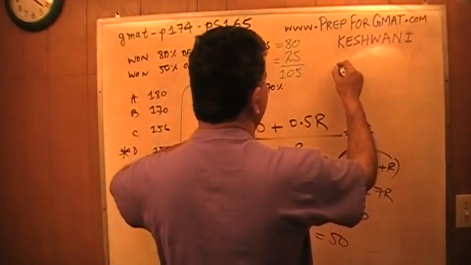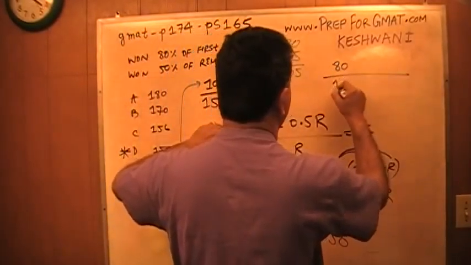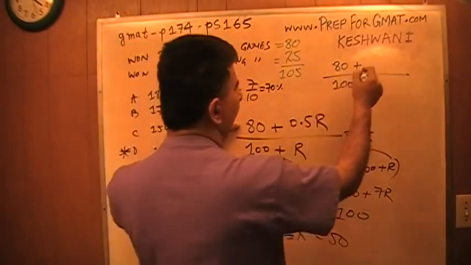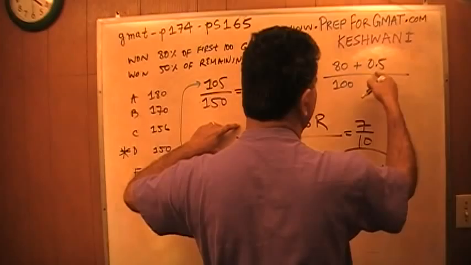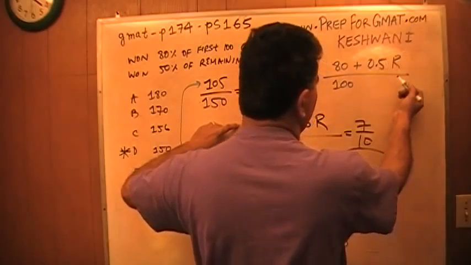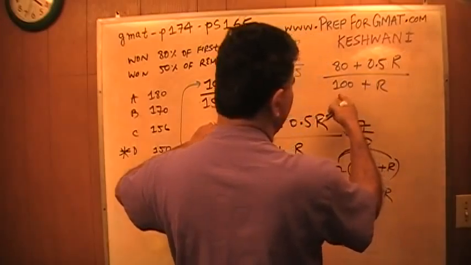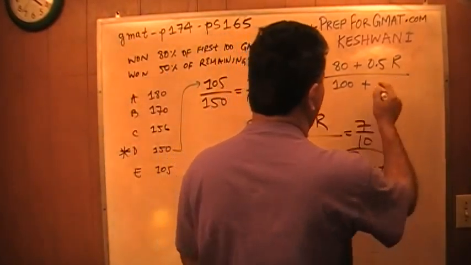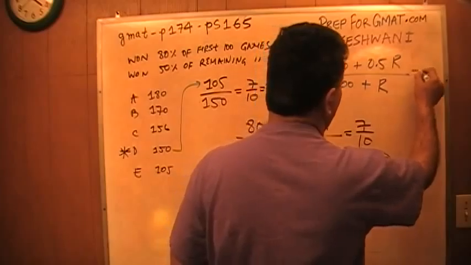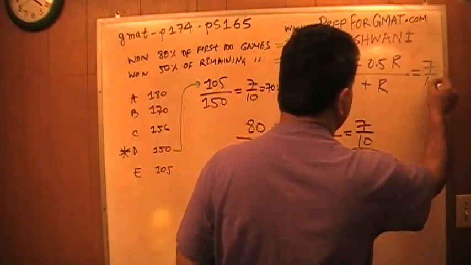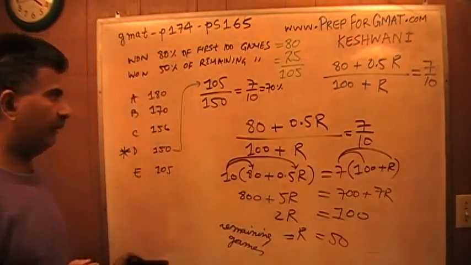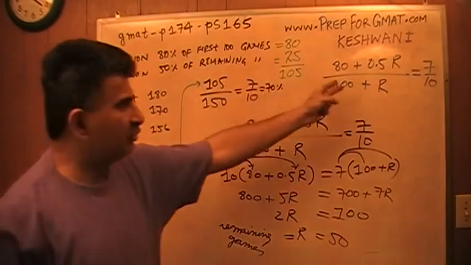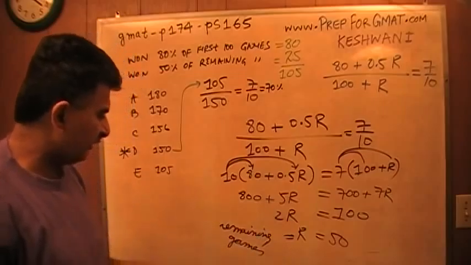They won 80 games out of the first 100 games, and then I'm told that of the remaining games they won 50%. So that's where my 0.5 comes from. The total games that they played must be the 100 games that they played originally plus however many remaining games they played. And that overall ratio has to be 70%, we are told, 7 over 10. And that's where I come up with that equation. And once you have that equation, you just cross multiply and solve for R as I just did.